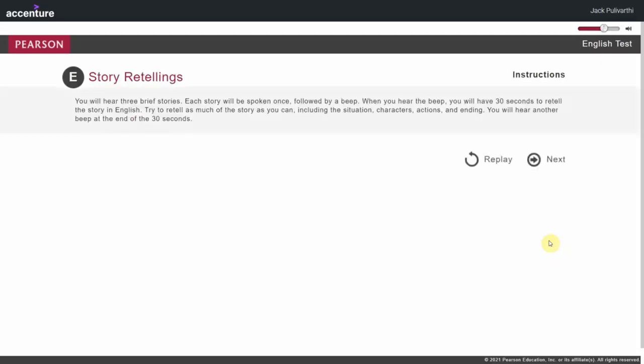Part E, Story Retellings. You will hear three brief stories. Each story will be spoken once, followed by a beep. When you hear the beep, you will have 30 seconds to retell the story in English. Try to retell as much of the story as you can, including the situation, characters, actions, and ending. You will hear another beep at the end of the 30 seconds.